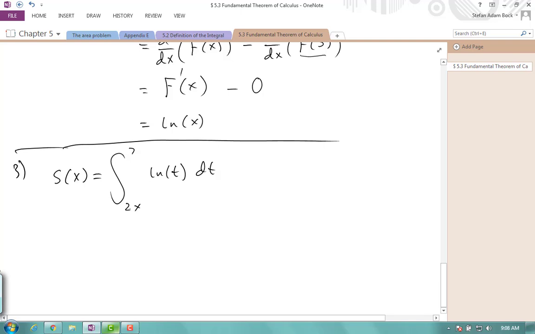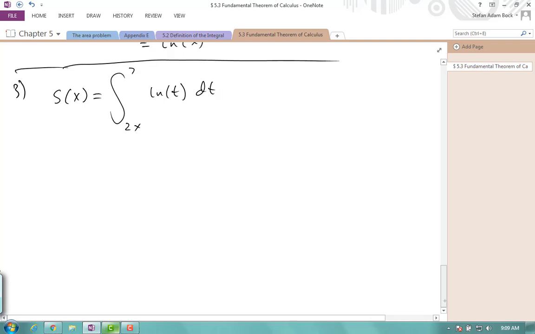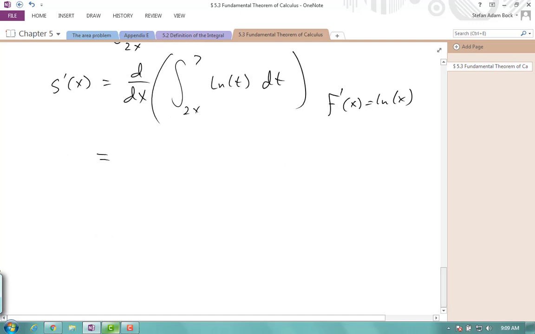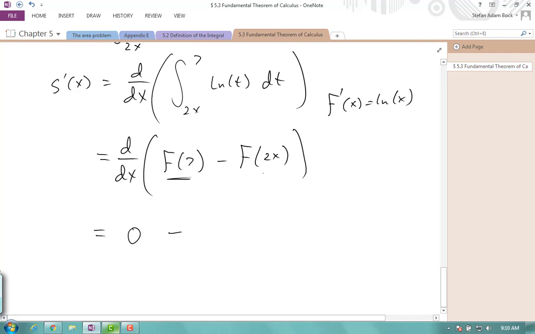but I would be able to flip the bounds on this by multiplying it by -1 and then applying the fundamental theorem to that. However, since the fundamental theorem doesn't cover functions inside the bounds of the integral, I should use the evaluation theorem to deal with this derivative. So when I apply the evaluation theorem to the integral, the antiderivative of the natural log, which is heretofore unknown, big F of 7 minus big F of 2x. And when I apply the derivative, big F of 7 is 0, minus the derivative of big F of 2x.